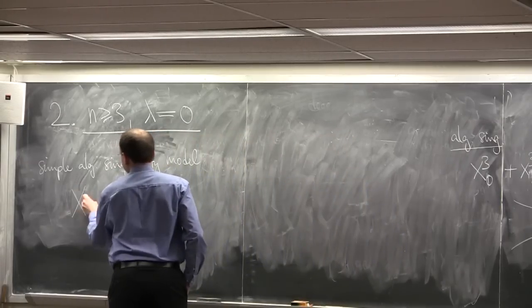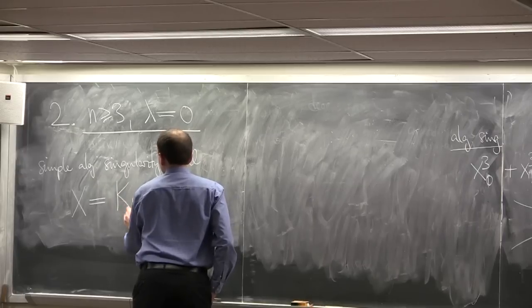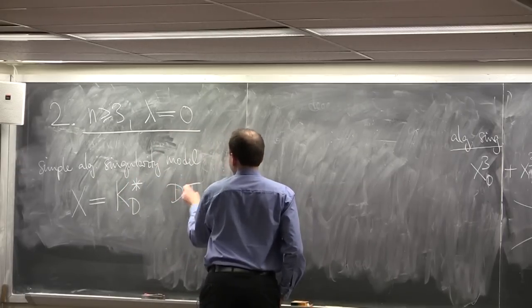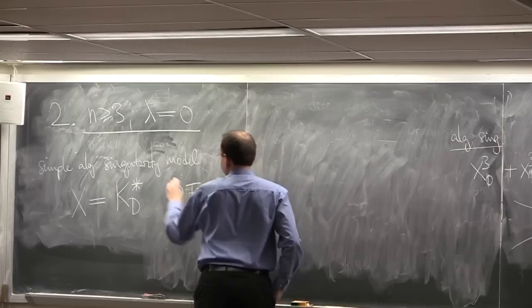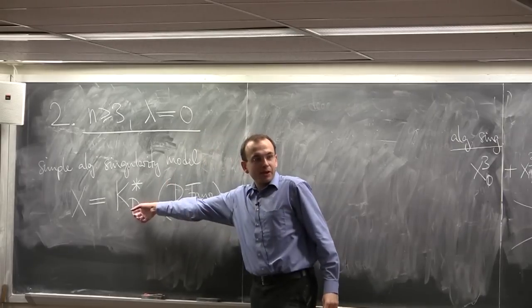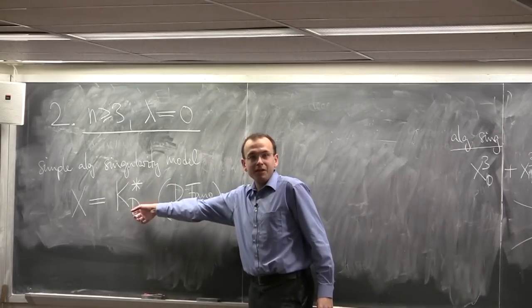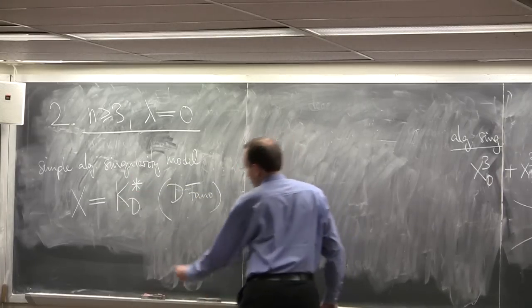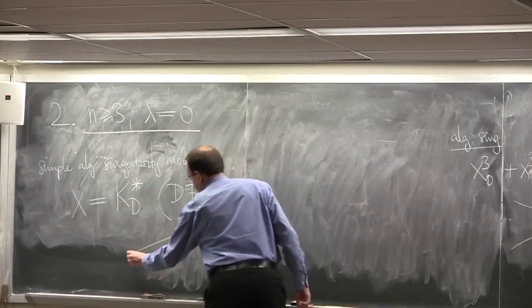So you take X, that's K_D star, for a Fano manifold D. What this means is you take the total space of the canonical bundle of D and you collapse the zero section to a point. That's what I mean. That's sort of an algebraic cone, if you want.